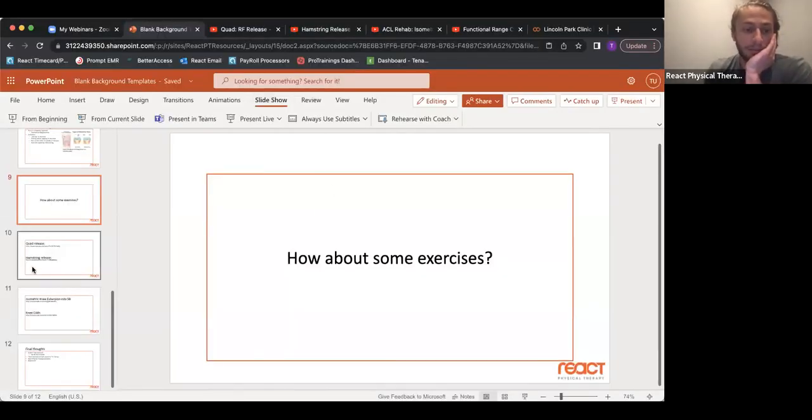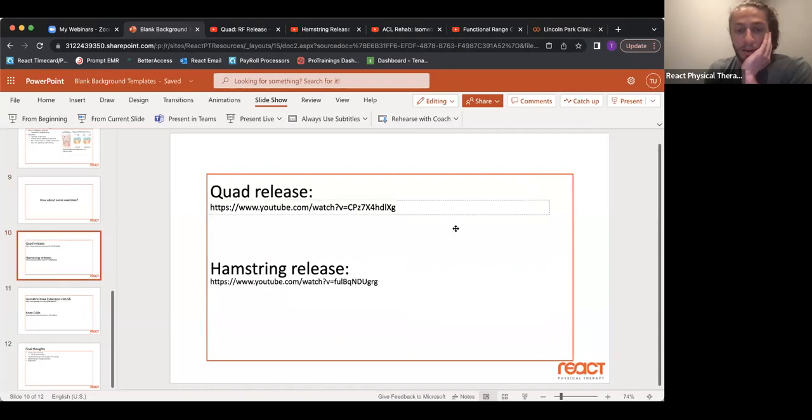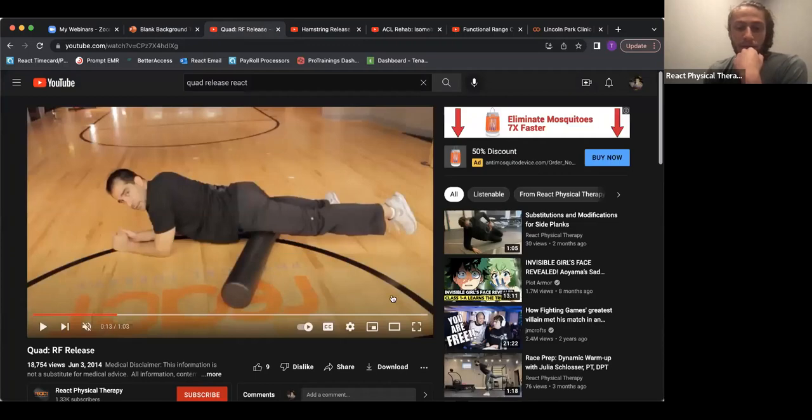So the first one we're going to talk about is the quad release. Staples of React are our releases. And here we have our founder, David Reevy. He's going through the quad release. I muted the video because I'd rather talk over it right now, just to give a live response to it. But you can see here, he's got the foam roller under what we call the proximal thigh. Just think about closer to your groin, essentially, higher up.